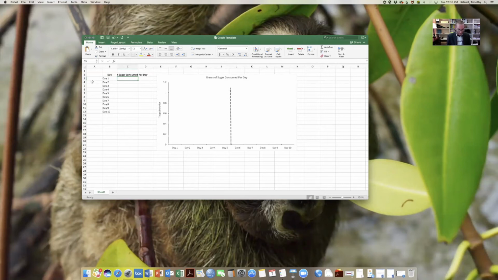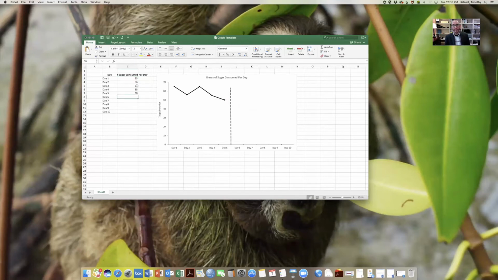So let's say that I was eating lots of sugar during the baseline phase, and I was just monitoring this behavior. You'll notice as I enter this data, it is plotted. And you'll see that during the baseline phase here of this study, my sugar consumption on a daily basis ranged between 50 and almost 70 grams per day.